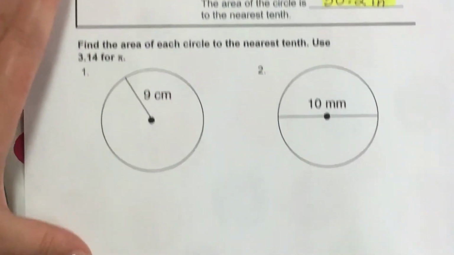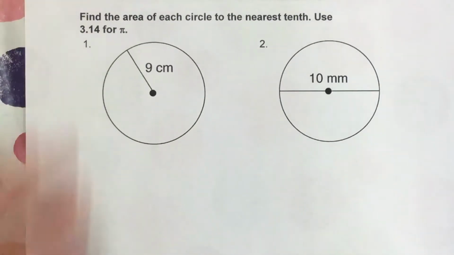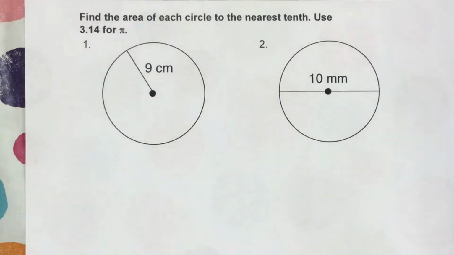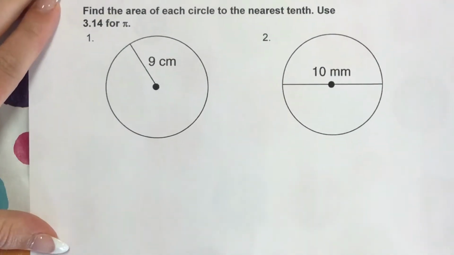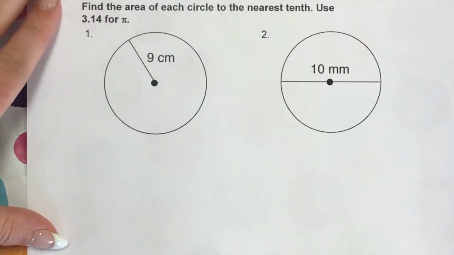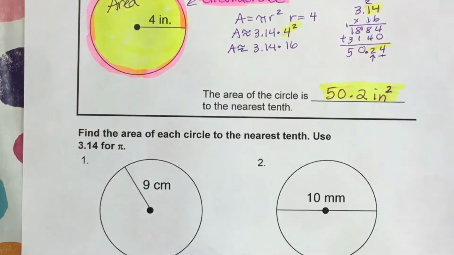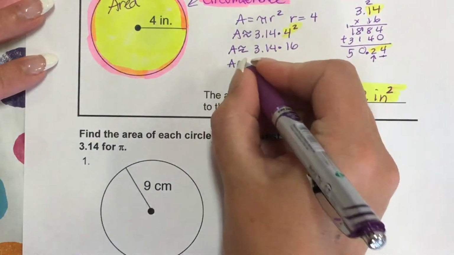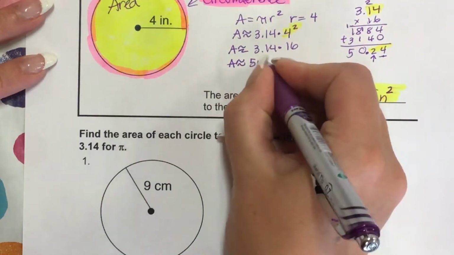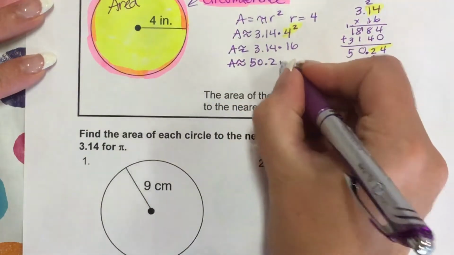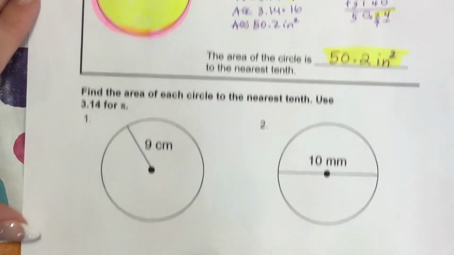Okay, let's go ahead and do a couple more problems together. We're going to find the area of each circle to the nearest tenth. We're going to use 3.14. Oh, I should have written that. I never did finish this. I'm sorry. The area is approximately 50.2 inches squared. Okay, there we go.